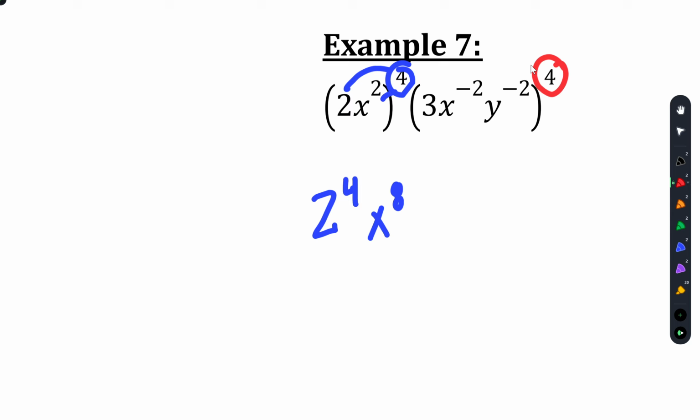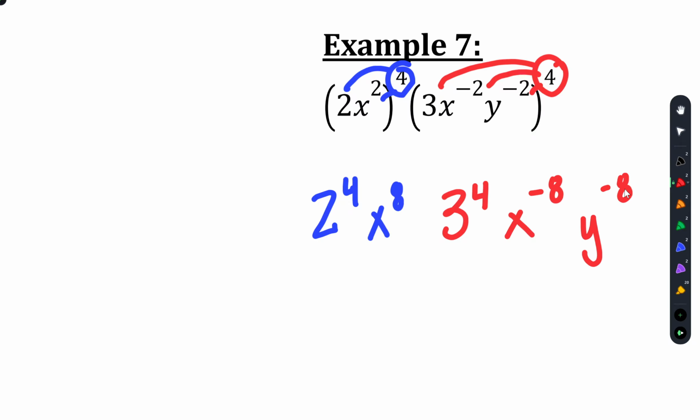I see 3 bases here, right? I'm going to do 3 to the 1st to the 4th, which is 3 to the 4th. X to the negative 2nd to the 4th. Negative 2 times 4, negative 8. And then y to the negative 2nd to the 4th, also to the negative 8th power. Everybody good on that step?